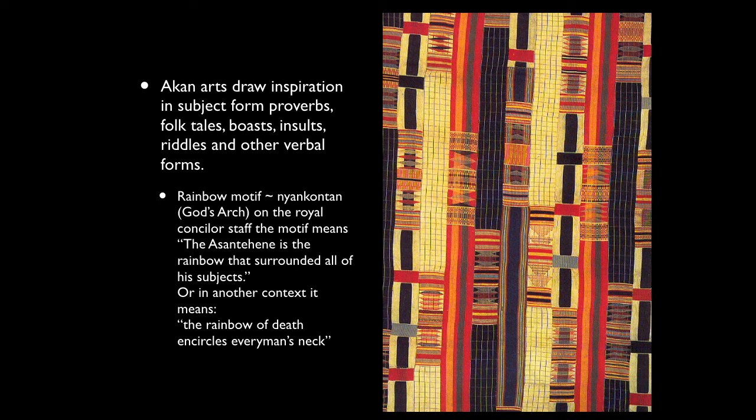An example of these kinds of verbal wit and riddles is the rainbow motif, or God's Arch, on the royal counselor staff. The motif means the Asante Hene is the rainbow that surrounds all of his subjects. Or in another context, someone might wear such a design as the rainbow motif to suggest the rainbow of death encircles every man's neck. So these kinds of messages and morals are part of the way a person demonstrates their cultural knowledge, and these ideas are embodied in these royal activities.